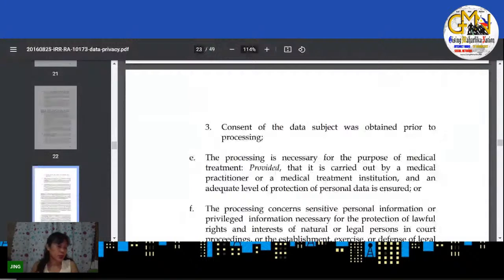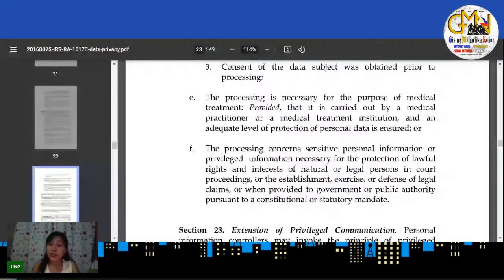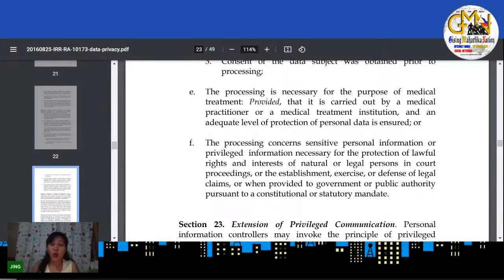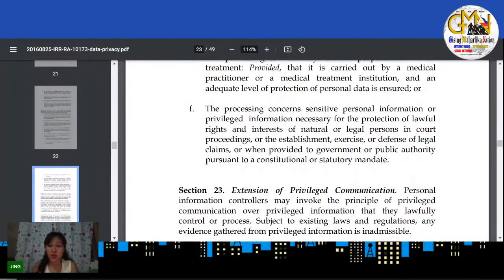Letter E. The processing is necessary for the purposes of medical treatment, provided that it is carried out by a medical practitioner or a medical treatment institution and an adequate level of protection of personal data is ensured, or the processing concerns sensitive personal information or privileged information necessary for the protection of lawful rights and interests of natural or legal persons in court proceedings, or the establishment, exercise, or defense of legal claims, or when provided to government or public authority pursuant to a constitutional or statutory mandate.